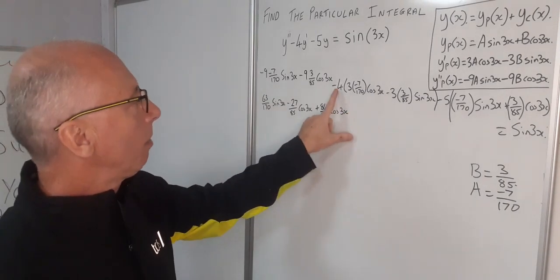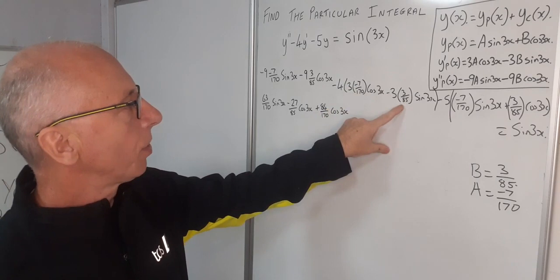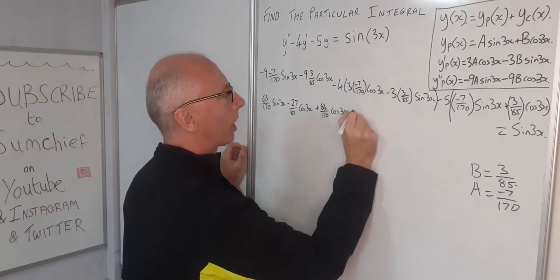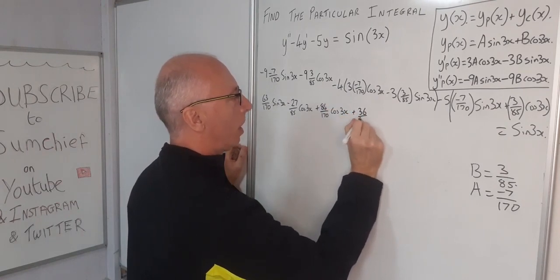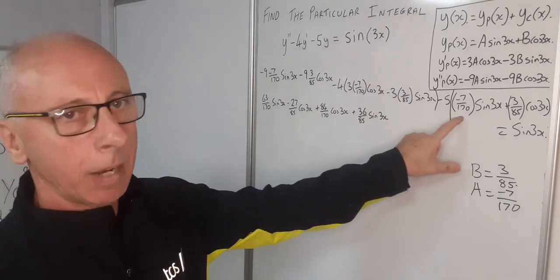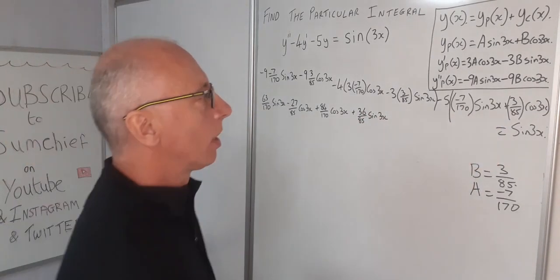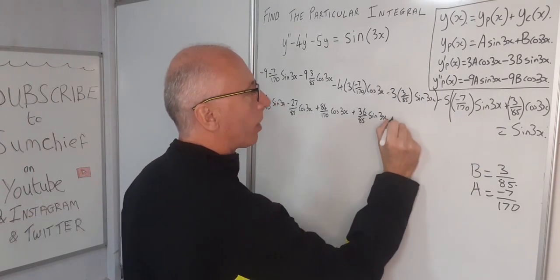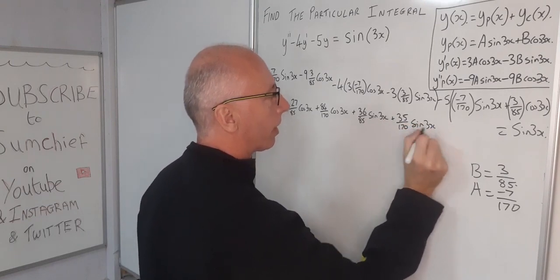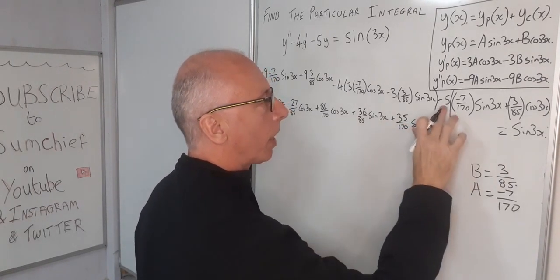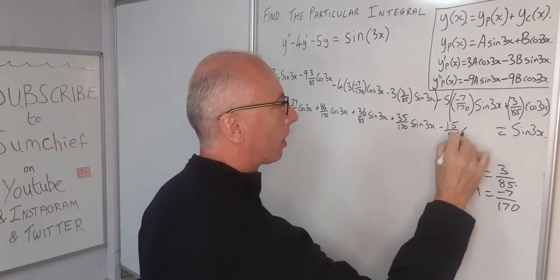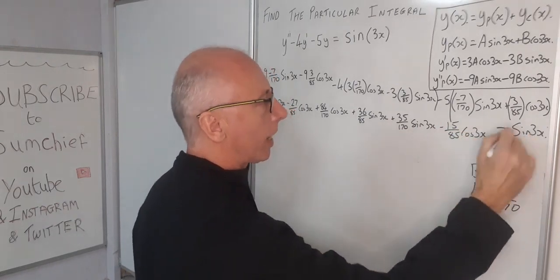And then we need minus 4 times minus 3 times 3 over 85. So that's minus 9 times minus 4. That gives us plus 36 over 85 sine 3x. And now we distribute the minus 5 with these ones. So minus 5 times minus 7, so that's plus 35 over 170 sine 3x. And minus 5 times plus 3, that's minus 15 over 85 cosine 3x. I'm going to use that equals sine 3x again.